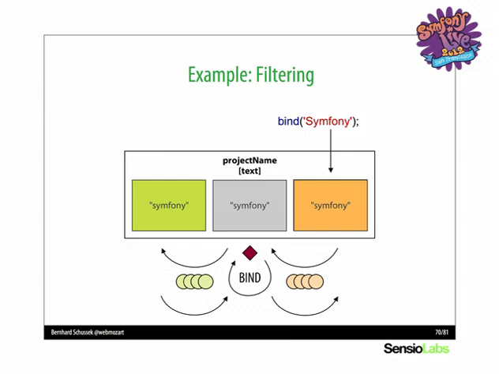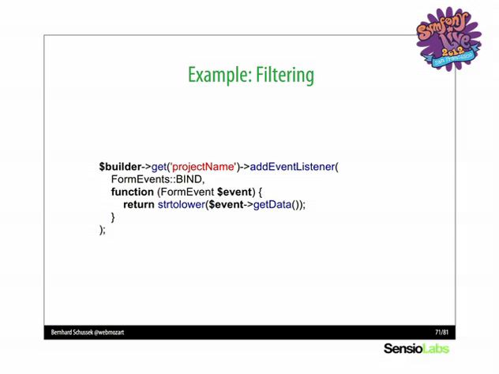That's the bind event. This is one of the most common events. You can use it for many, many different things. The most important of that is filtering. Okay? In your form type, this is very easy to do. You just access the field that you want to add the event listener to. You add the event listener, you choose the event that you want to attach the event listener to, and you can pass a simple closure doing the transformation of the data. Okay?